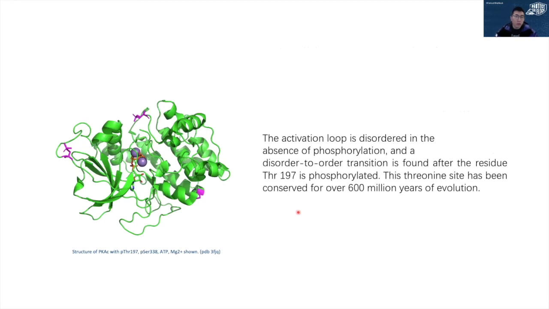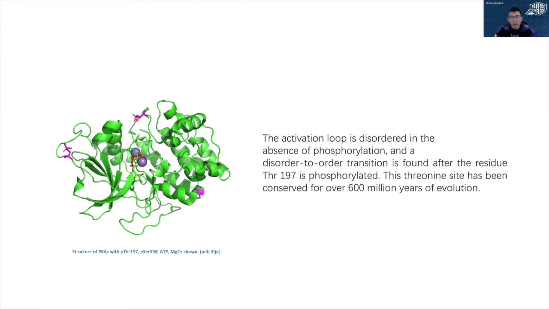So if we zoom into the PKA structure, we can see that this is the activation loop, and it's interesting that it's disordered when the phosphorylation is absent, and there is a disorder to order transition when the protein gets phosphorylated. In other words, phosphorylation activates the protein, and it's interesting that threonine is conserved at this site for over 600 million years of evolution.